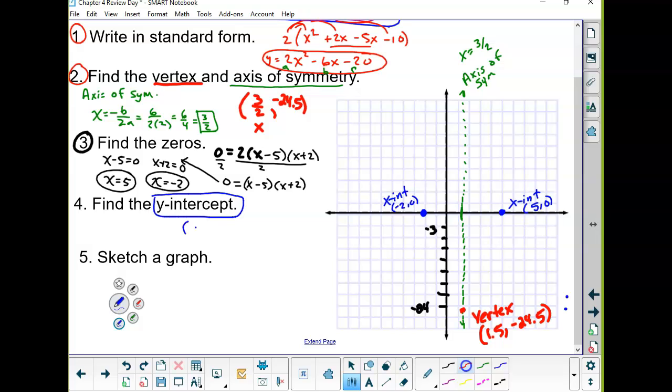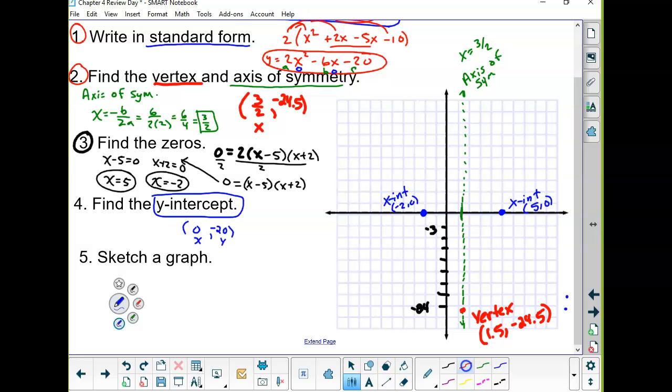The y-intercept is wherever the x value is equal to 0, and then you just find the y. Now, why is it beneficial to be in standard form? Because if I plug in 0 here and here, the only thing that's left over is the constant value, the c value. So now I know exactly where the y-intercept is going to be.